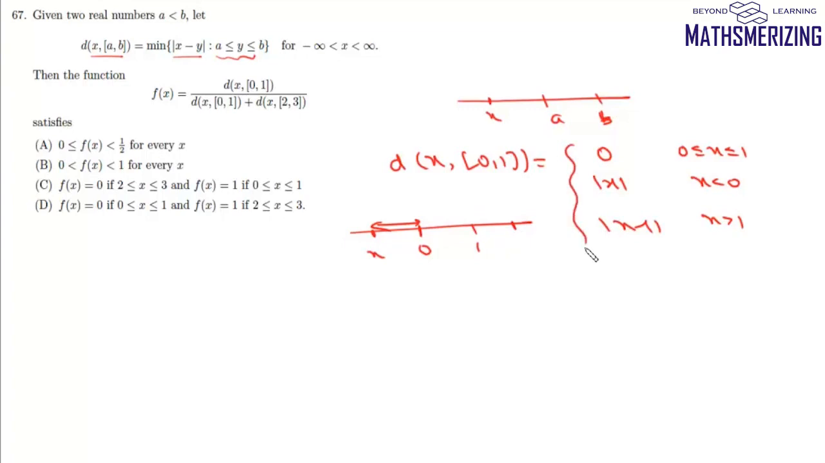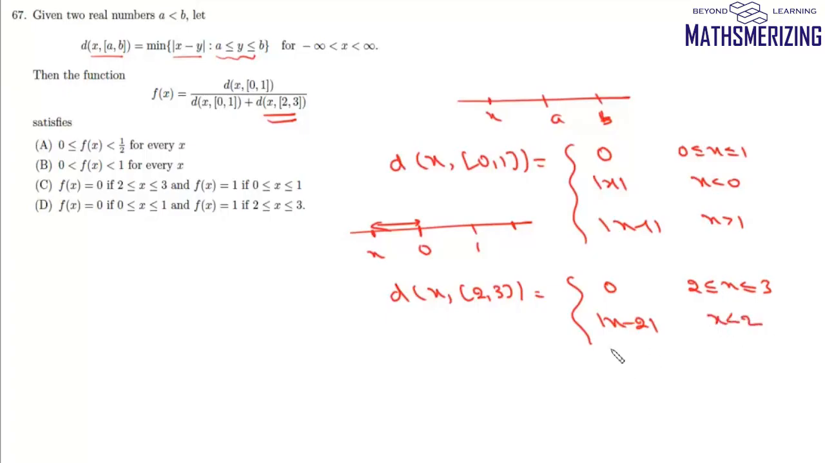In the same way, we can define d(x, [2, 3]). For this interval 2, 3, it will be 0 when x lies between 2 and 3. It will be mod of x minus 2 when x is less than 2, and it will be mod of x minus 3 when x is greater than 3.